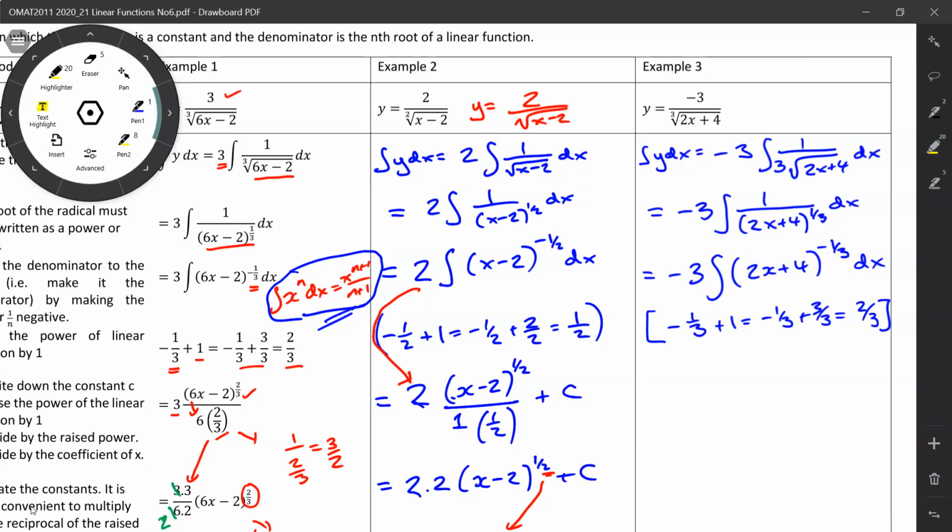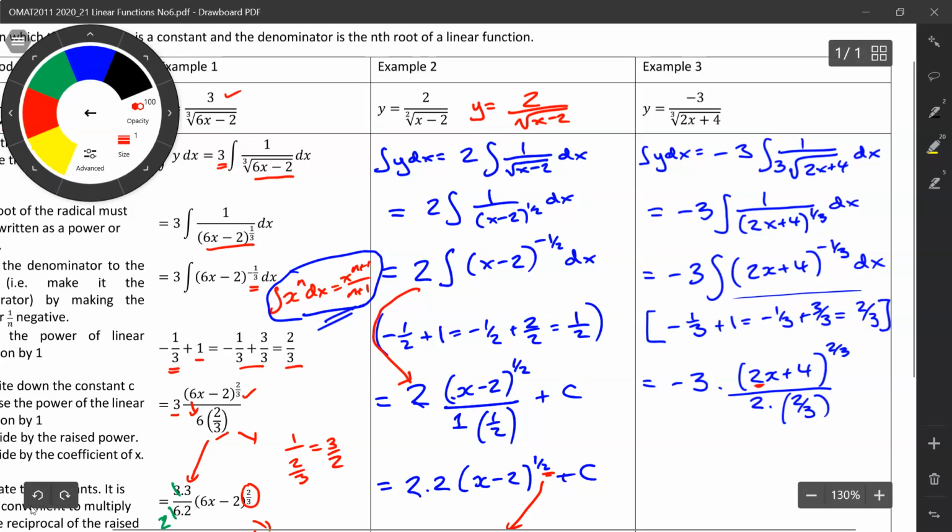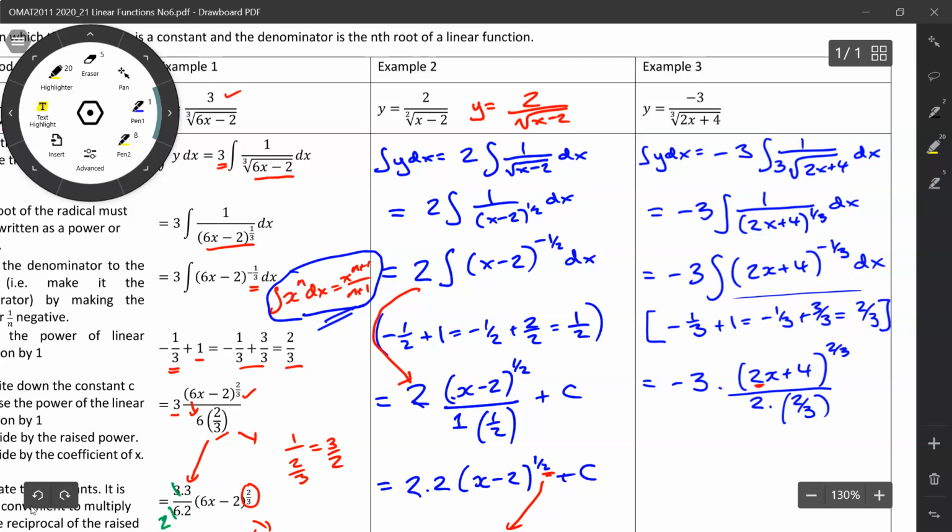So having worked that out, we can continue and apply the integration rule now. We can integrate whatever the term inside the integral. So it's minus 3 times 2x plus 4 to the power of 2 over 3 divided by the raised power. So it's 2 over 3. And we also divide by the coefficient of x, which is shown here. So we divide that by that coefficient as well.